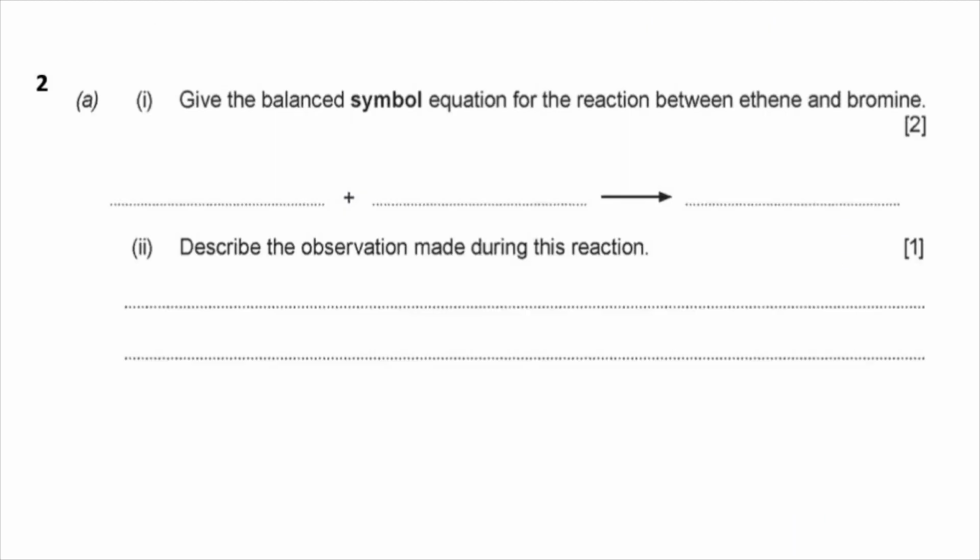So part A is asking you to give a balanced symbol equation for the reaction between ethene and bromine. Now you can draw structural formula to represent these compounds and the product that would form. And then it says describe the observation made during this reaction. So read the question, pause the video, have a go at it, and then we'll go for the answers.